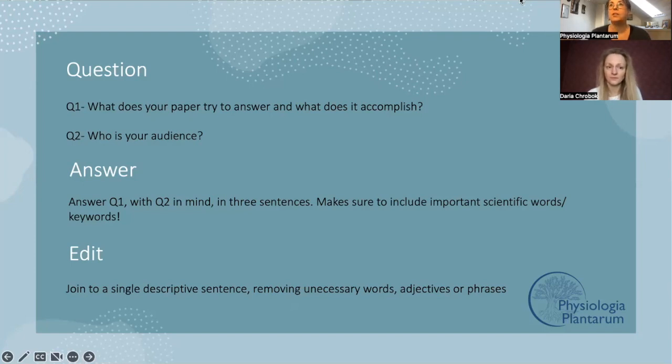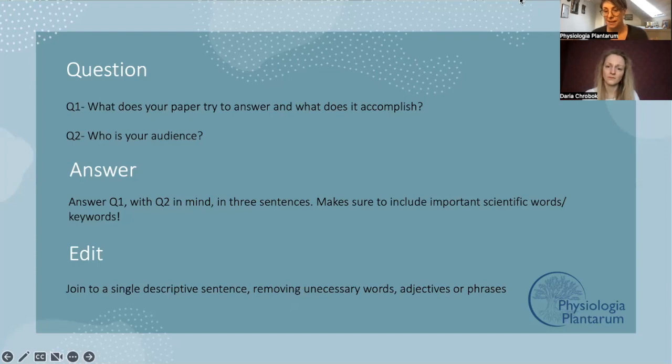And in doing so, I think that this should be one of the last things that you do. When you have actually written your paper, you should sit down and see, so what did I answer, and what did my science or my research accomplish? And then try to answer this in a few sentences.